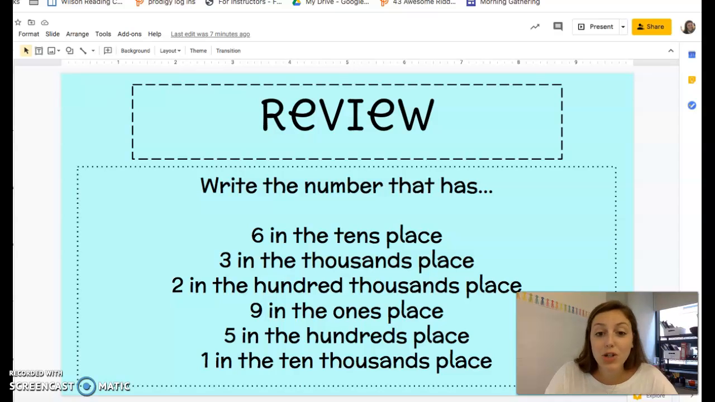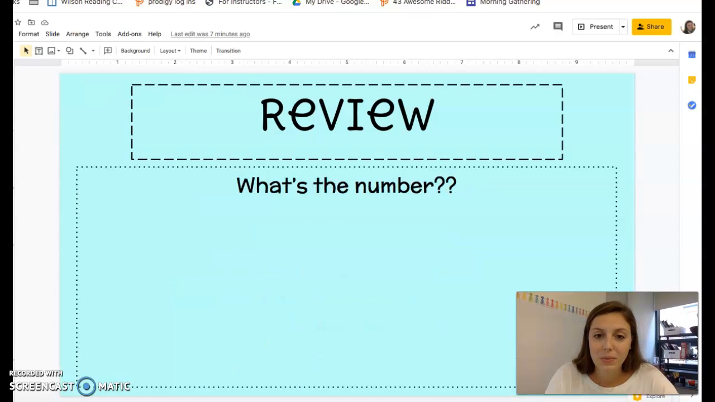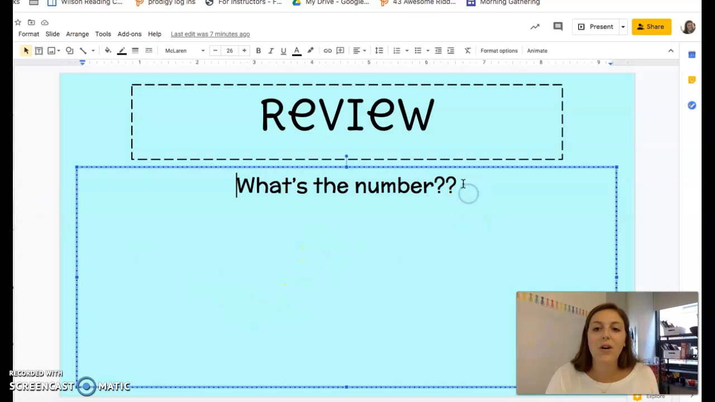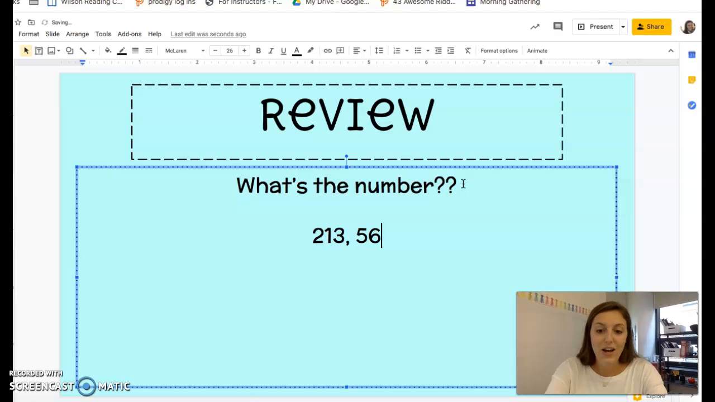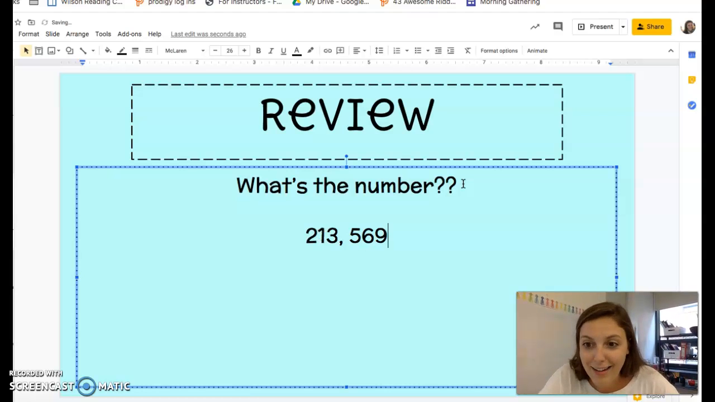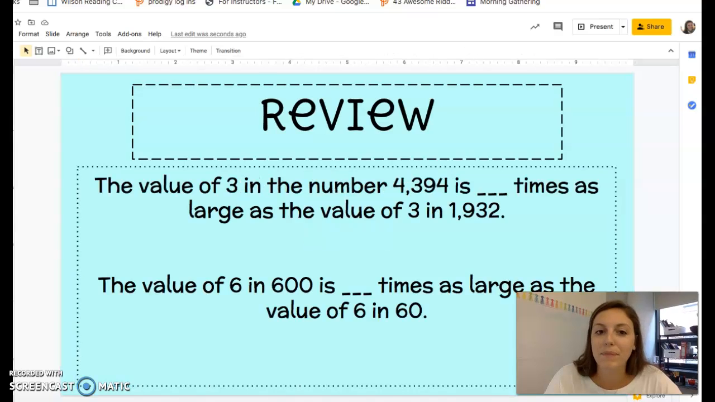Okay, I really want you to make sure that you have this number written down with all of the digits in the right spot. Are you ready? So, what number is it? If I was putting all of the digits in the correct spots, I would have come up with 213,569. Tricky work. You really have to think tightly about those. Let's move on to another type of review.